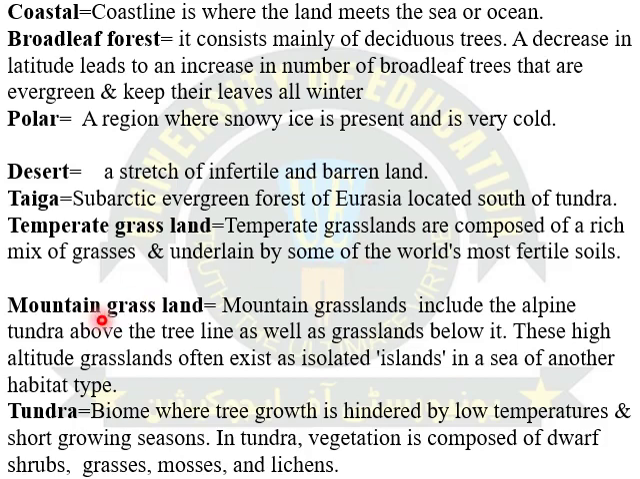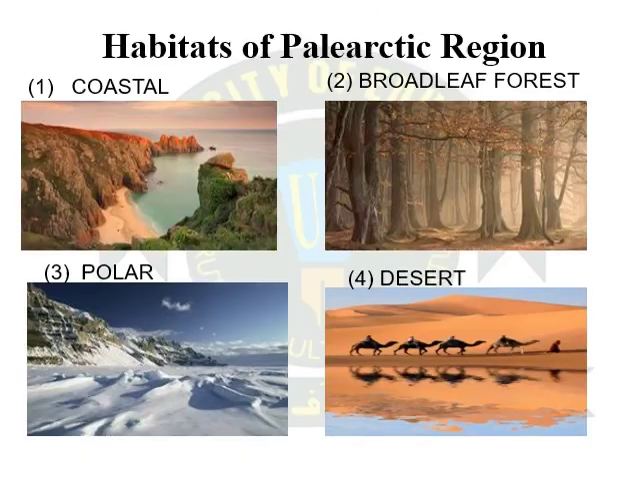Next is mountain grassland. Mountain grasslands basically include the alpine tundra above the tree line as well as grasslands below it. These high altitude grasslands often exist as isolated islands in a sea of another habitat type. And the last one is tundra. Tundra is basically a biome where tree growth is hindered by low temperature and short growing seasons. In tundra, vegetation is composed of dwarf shrubs, grasses, mosses and lichens.